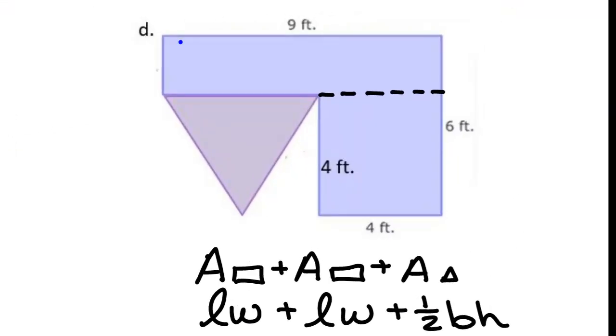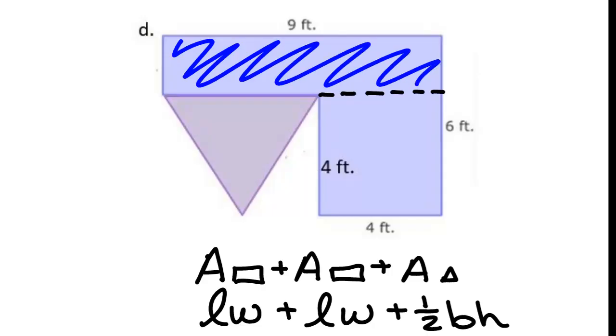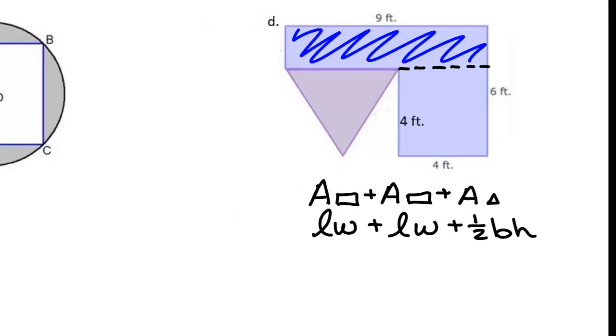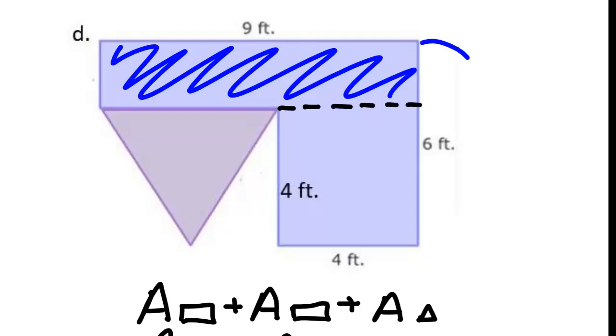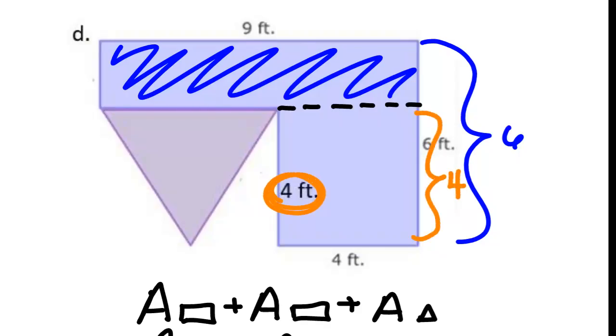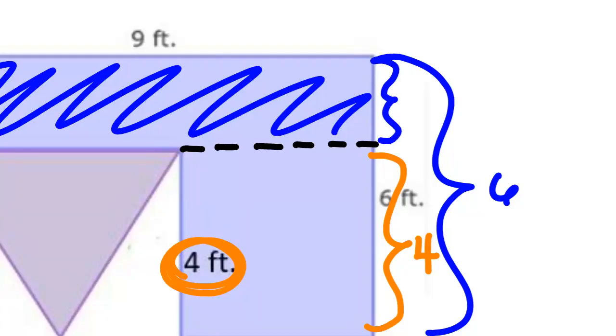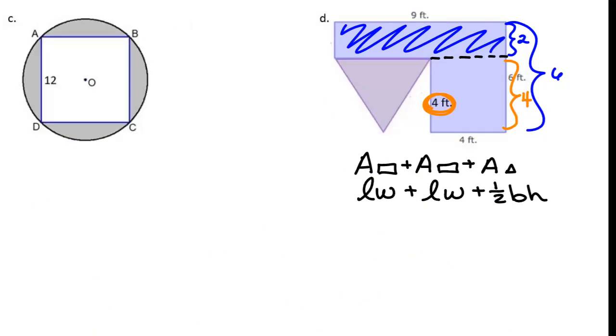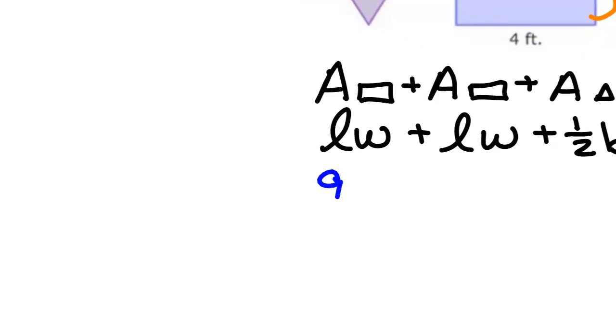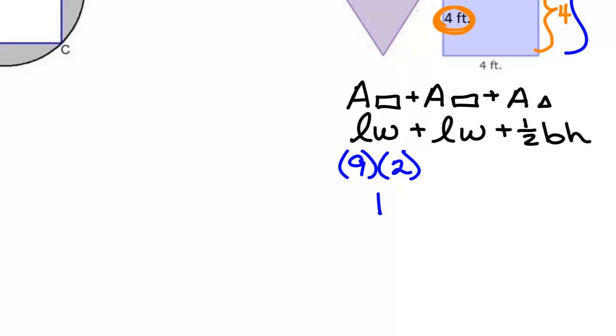All right, let's do this top rectangle. That is what by what? I heard 9 by 2. When you look over here, this entire side is 6 feet. We know from right here that this much is 4. So that means this much right here would have to be 2, so that together that makes 6. So length times width, I've got 9 times 2. What is 9 times 2? 18. So I have 18 plus.